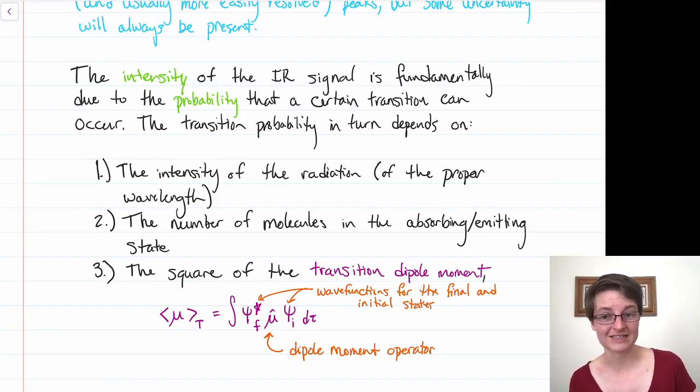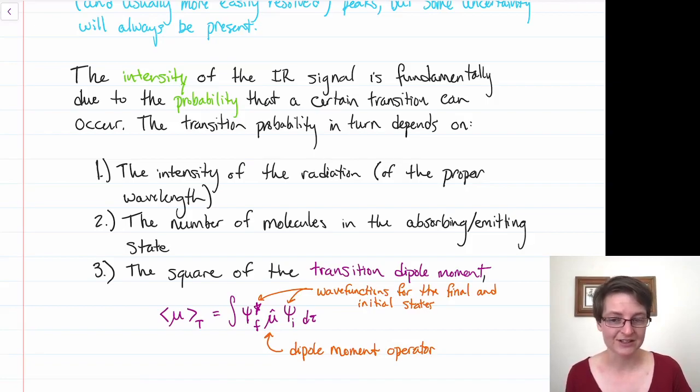One factor is the intensity of the radiation of the appropriate wavelength to induce a transition. If you have a really weak light source, you're not going to be sending too many photons into your sample that have the chance to be absorbed by the molecule and produce that energy transition. So the more intensity, the more absorbance you're going to get in your spectrum.